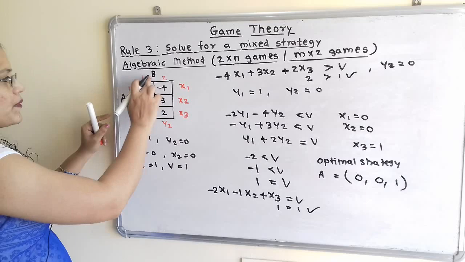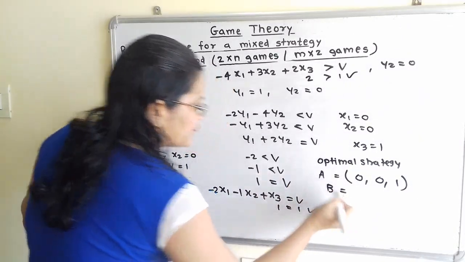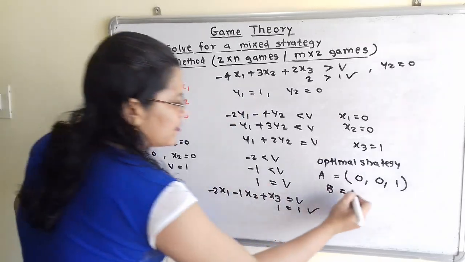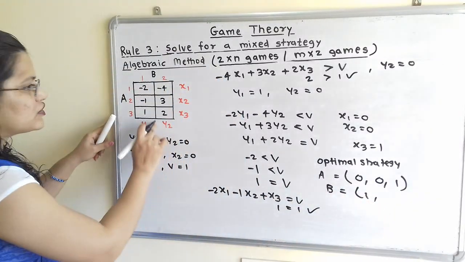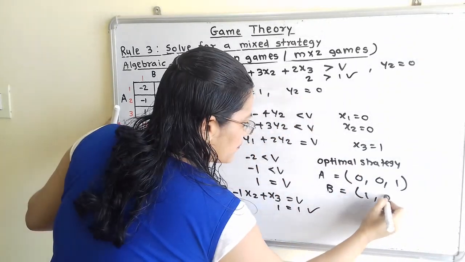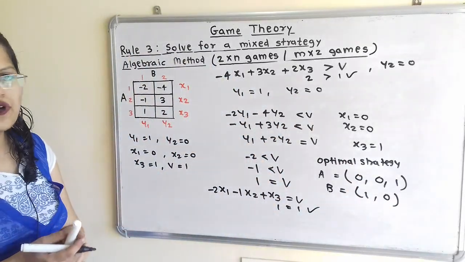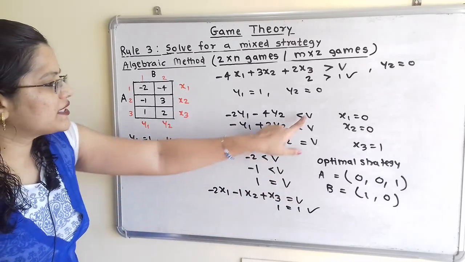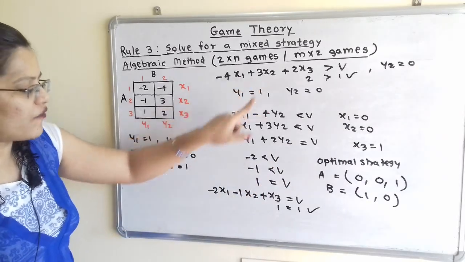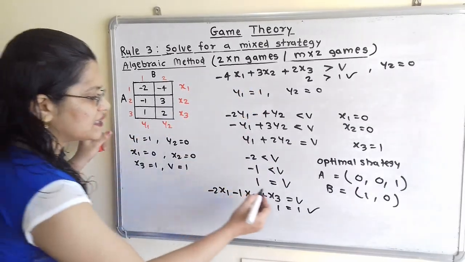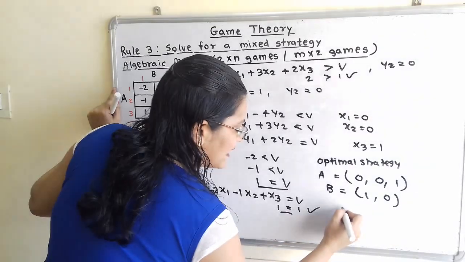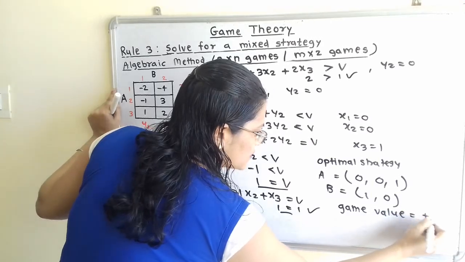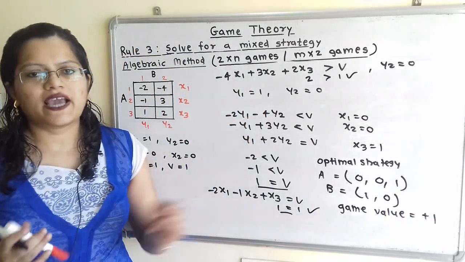Now in the same way optimal strategy for B. B should use strategy 1 y1 time, that is 1. B should use strategy 2 y2 time, that is y2 0. And what is the game value? If we cross check this value of V by putting all these values in equation in terms of x and y, then we will get V is equal to 1. So we can say that game value is plus 1. So this is the answer.